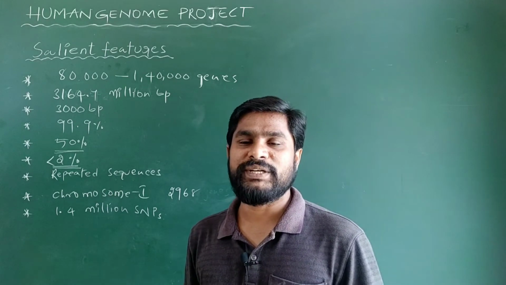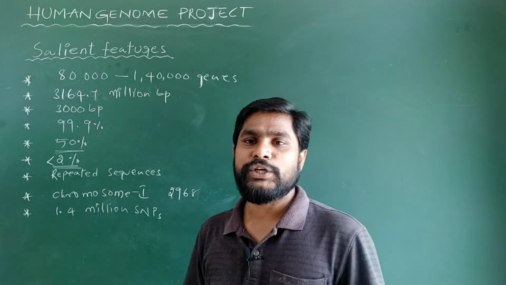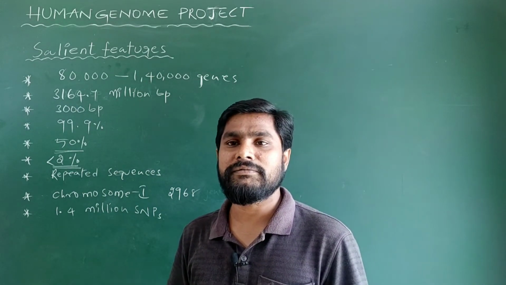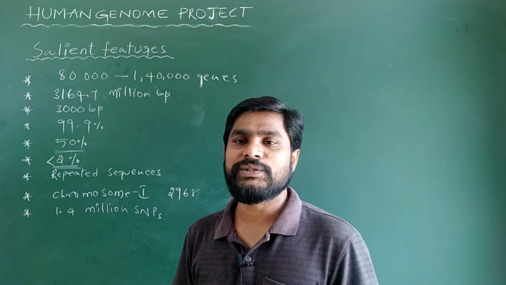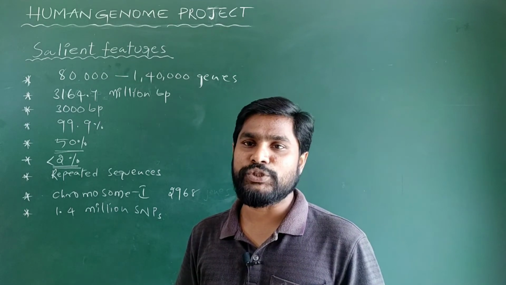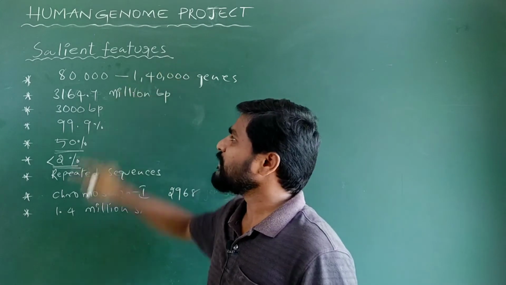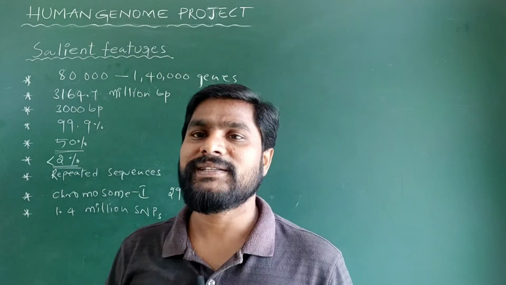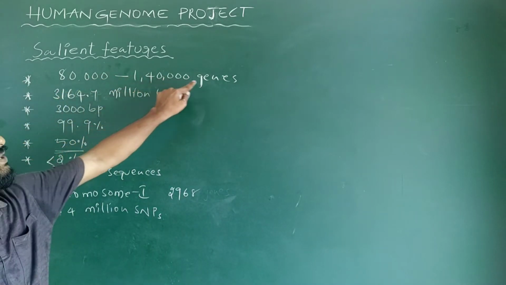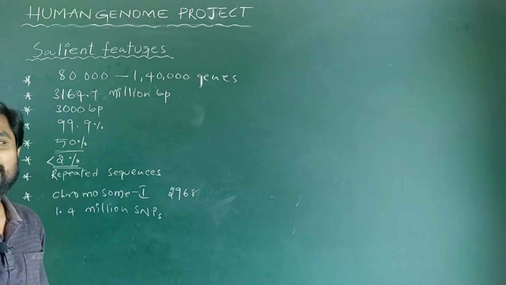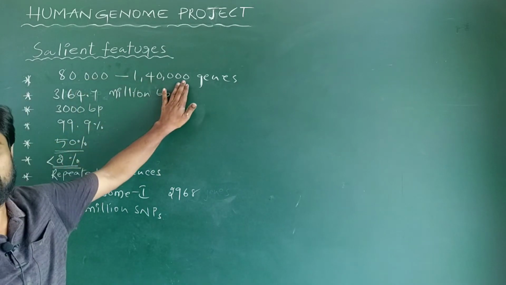Let's get into today's topic, starting with the salient features of Human Genome Project. The Human Genome Project has revealed some interesting facts and numbers regarding the human genome. Now we are going to discuss those interesting facts and numbers of human genome under the heading of its salient features. Earlier, the scientists of Human Genome Project expected that the human genome would have 80,000 to 1,40,000 genes, but the actual number of genes in the human genome is much lower than these previous estimates.